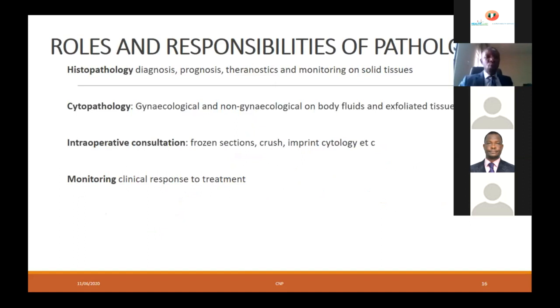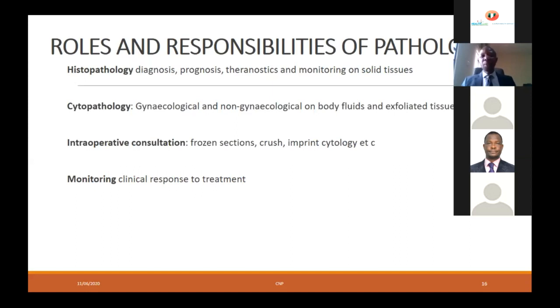What roles do pathologists play? In our work, we do histopathology, like I said. Histopathology means we take tissue samples, solid tissue, and we look at them. We make diagnoses, we prognosticate, we decide or suggest therapeutic options, and we monitor the treatment.